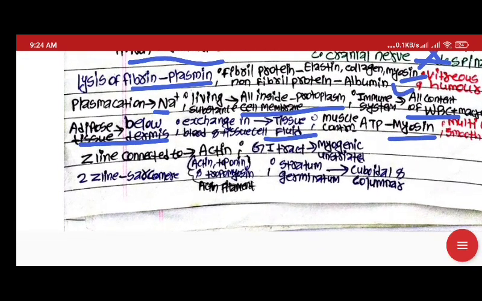Now here given is Z line. Now you should know that two Z lines make what? Sarcomere. And sarcomere is the structural unit of muscles. Now Z line is connected to what? Actin, not myosin but actin. Now you should know that the actin filament is composed of actin, troponin and tropomyosin.